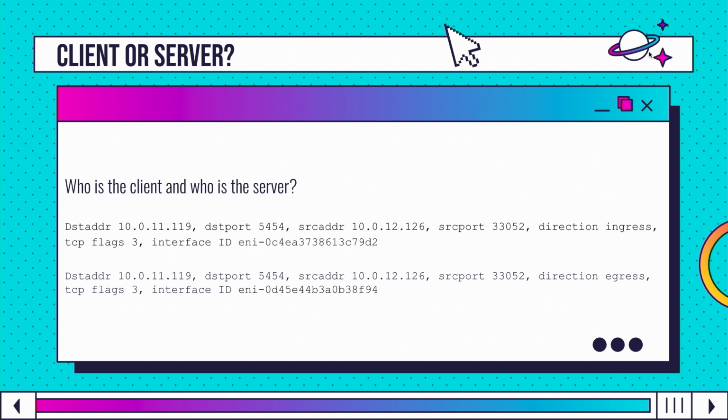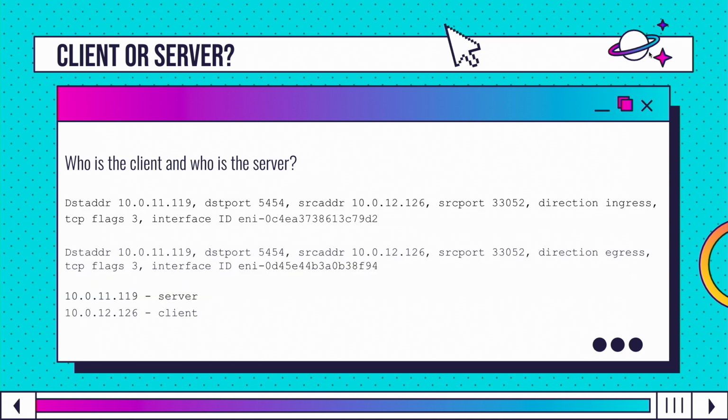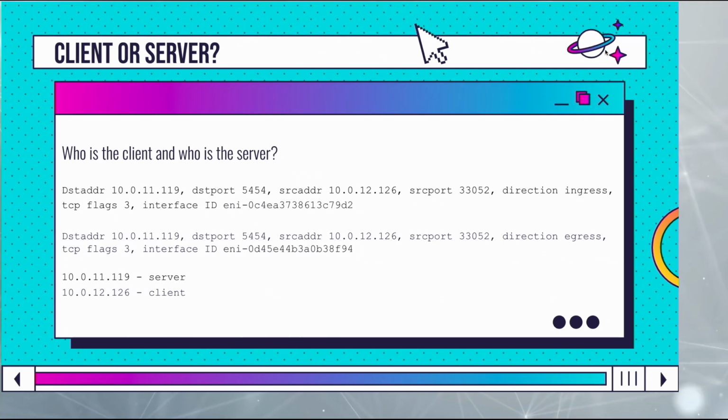Another challenge that I had with AWS flow logs was understanding who the client and server was. So let's look at this very trimmed down example. Who do we think is the server in this? You may jump and say, well, the destination address. In this case, you're correct. 119 was the server, 126 was the client.